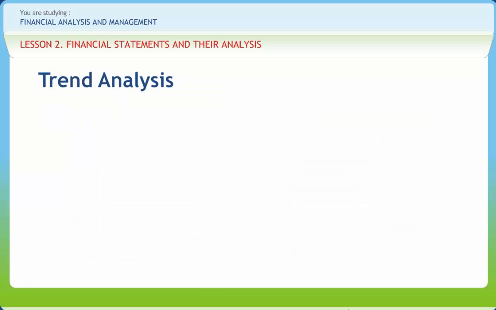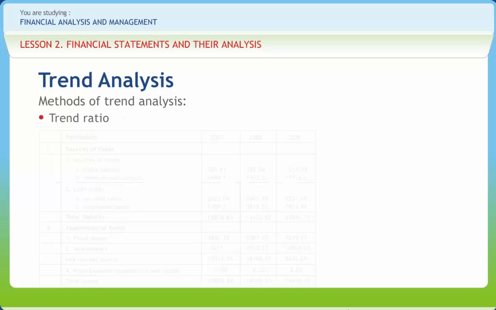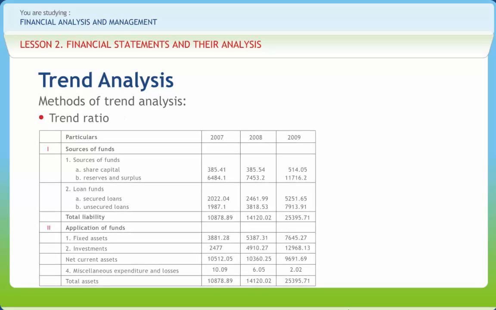Trend analysis is also termed as intra-firm comparison, wherein financial statements of the same enterprise for 2 or more years are compared. Methods of trend analysis are trend ratio. In trend ratio, different ratios which are discussed in a later lesson are plotted against time and trend is observed. This gives insights into the pattern and direction of a particular aspect of the firm.